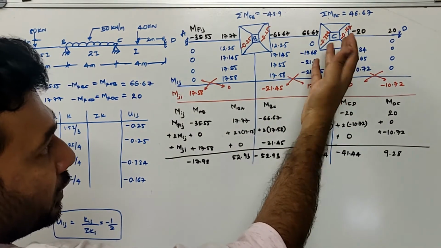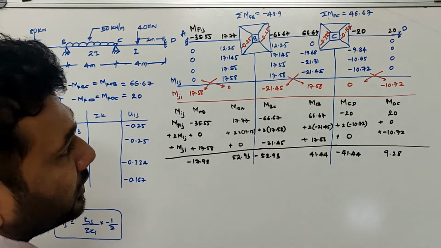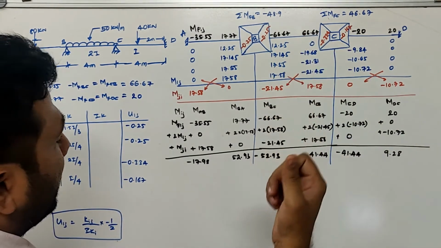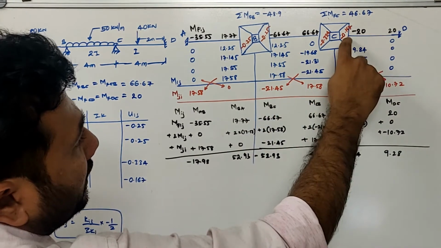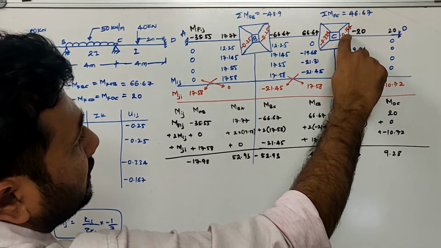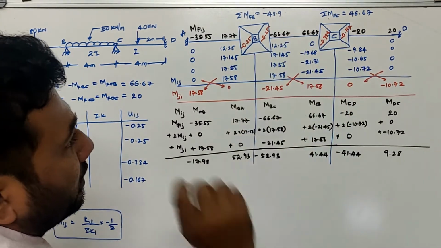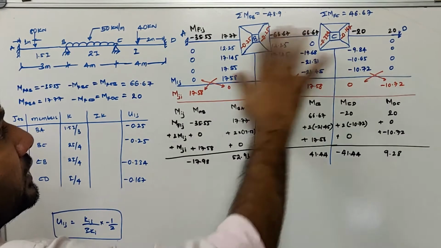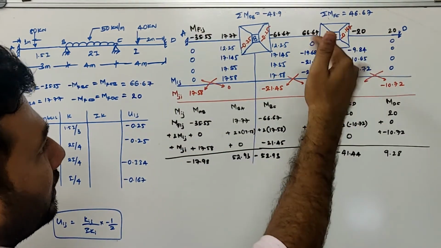Maybe it is not visible to you, but I have written minus 0.334. If it is possible, try to zoom in and see the value that I have written. Now for member CD the rotation factor is minus 0.167, so that is written over here. Once you write the rotation factors, we know that we will not write any rotation factor for A or D, we'll leave it.